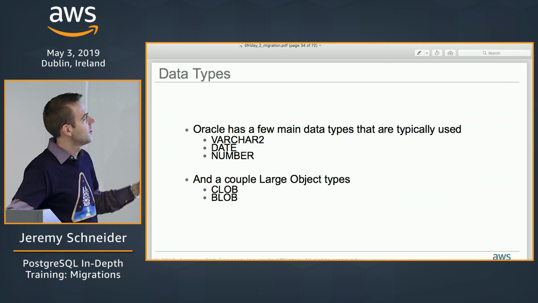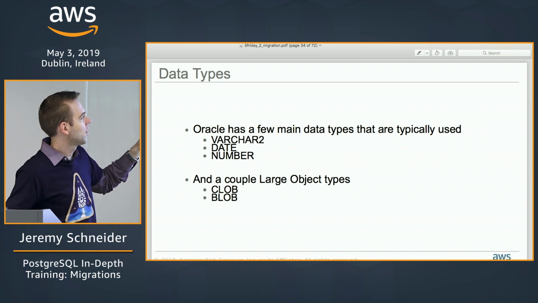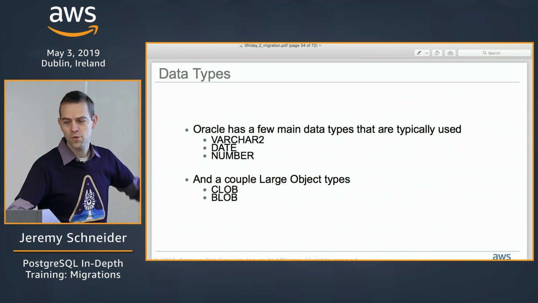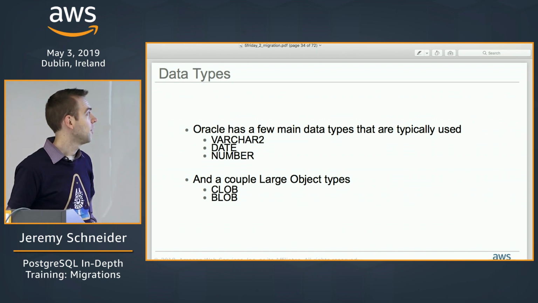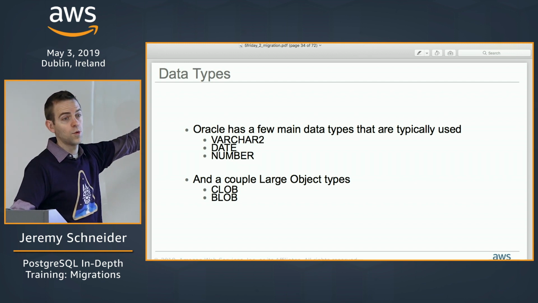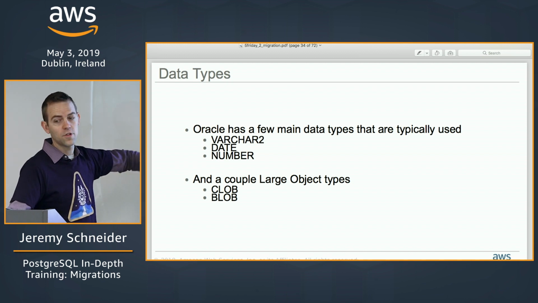So data types. Oracle has a few main data types that are typically used, and then it has a couple of large object types. Now we're going to get into dealing with some of that. Here are the Oracle data types, the key ones: your string, your date, your number, and then for large objects, these.